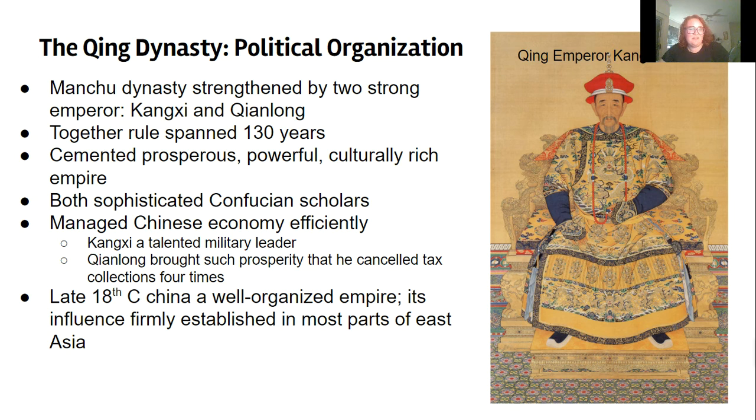So the Manchu dynasty actually strengthened two leaders in particular, and together the rule would span 130 years. They cemented a prosperous, powerful, culturally rich empire. They were both sophisticated Confucian scholars, and they managed the Chinese economy very efficiently. So Kangxi was a talented military leader, and Qianlong brought a lot of prosperity through the canceled tax collection, because he canceled it 4 times.